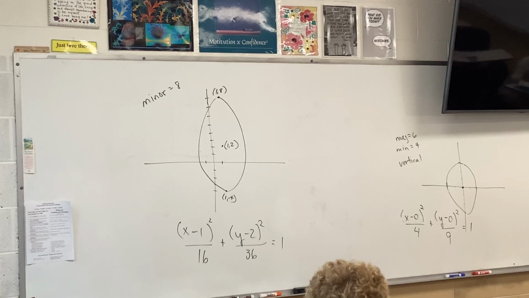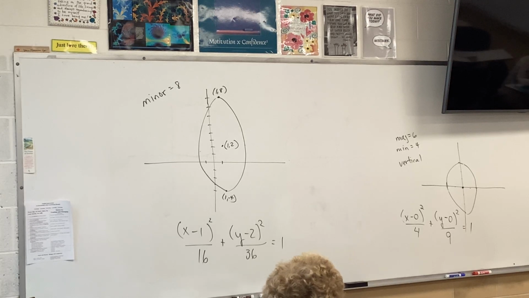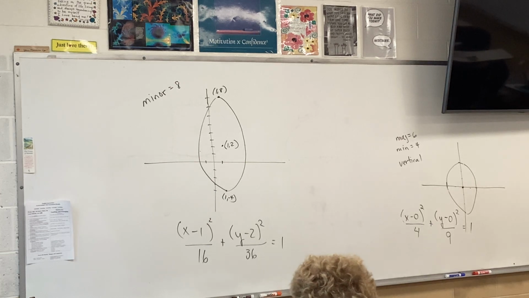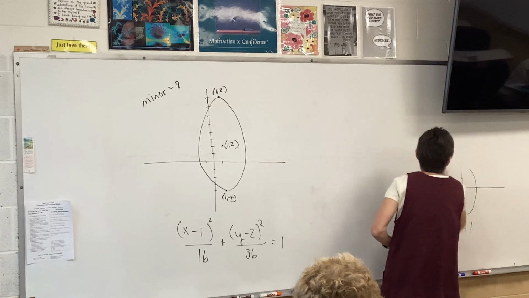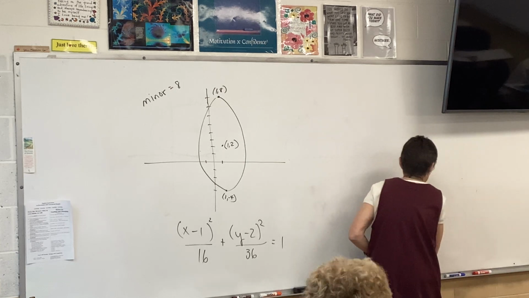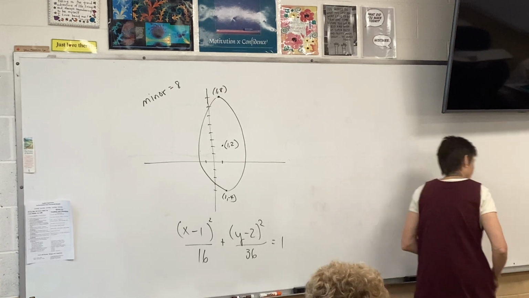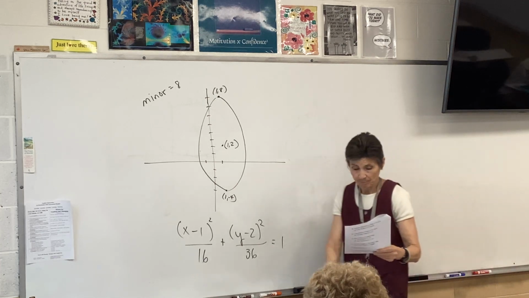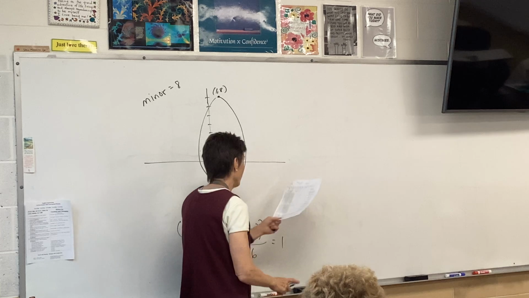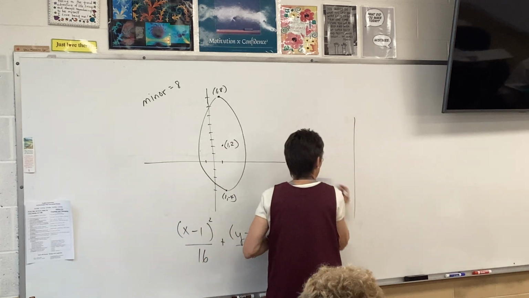Ellipse homework, which is 8.2. And we're gonna do the last problem together because it's exactly what we have been working on. All right, so here we go, last problem. Write the equation of the ellipse with major endpoints here and minor endpoints here.